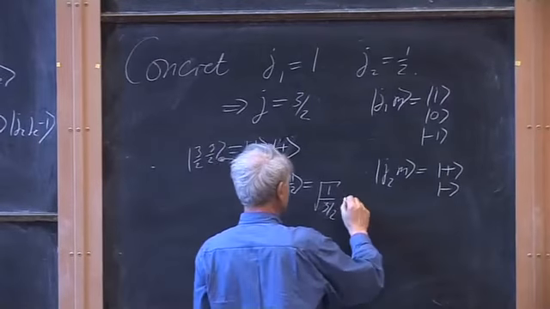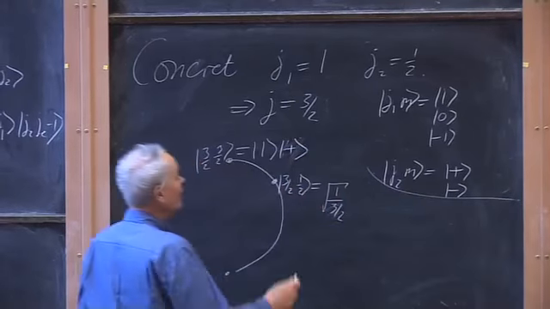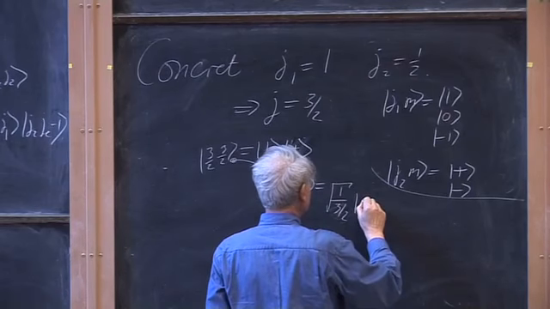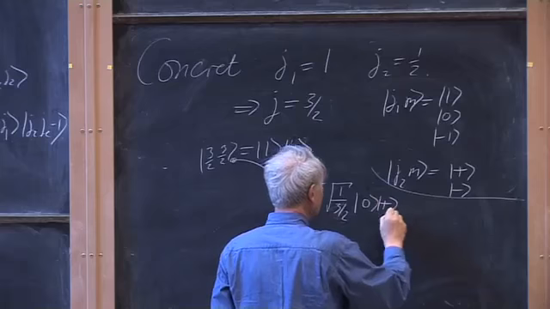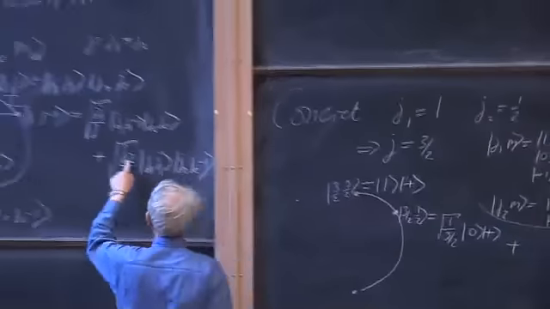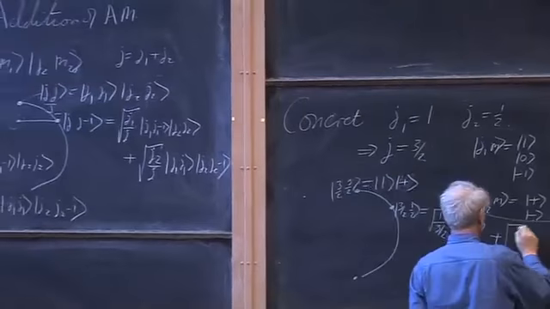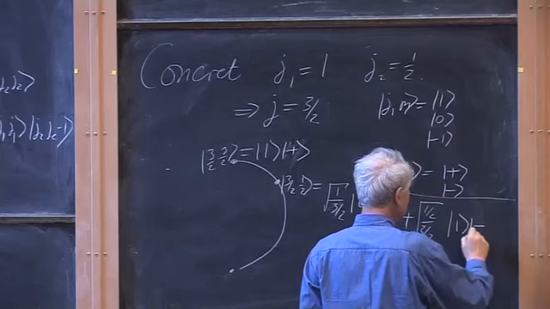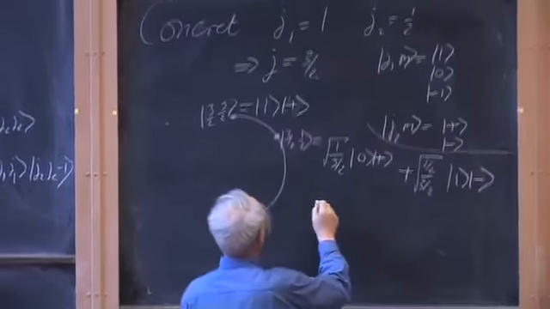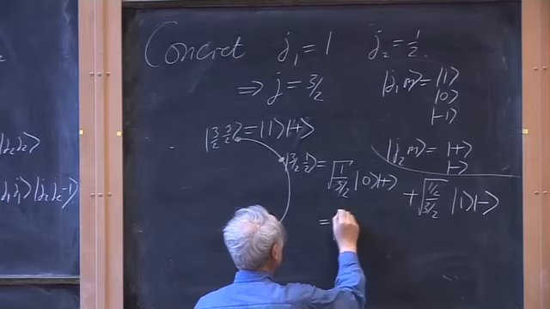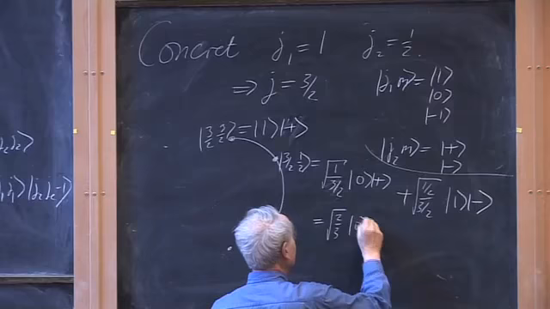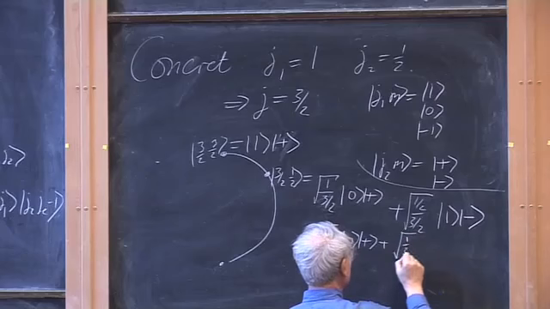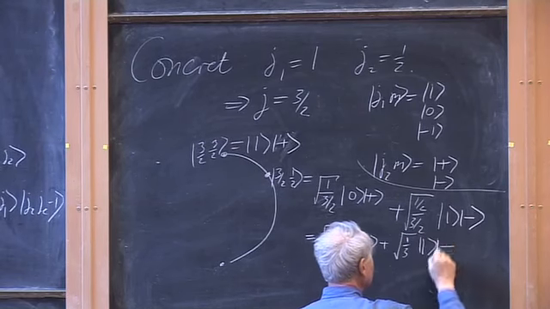Oops, I'm in danger of running out of space. Let's just shave that off. It would be 1/3 times |0⟩|↑⟩ plus, and now I want this state, which is going to be |1/2,1/2⟩, the square root of... let's just clean that up a little bit. That's equal to √(2/3) of |0⟩|↑⟩ plus this is going to be √(1/3) of |1⟩|↓⟩.